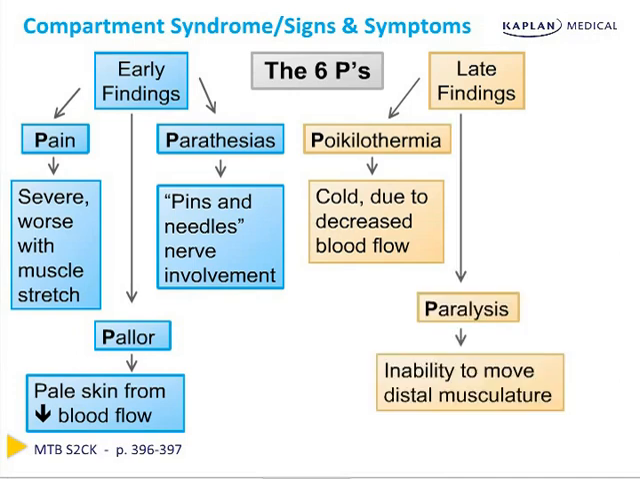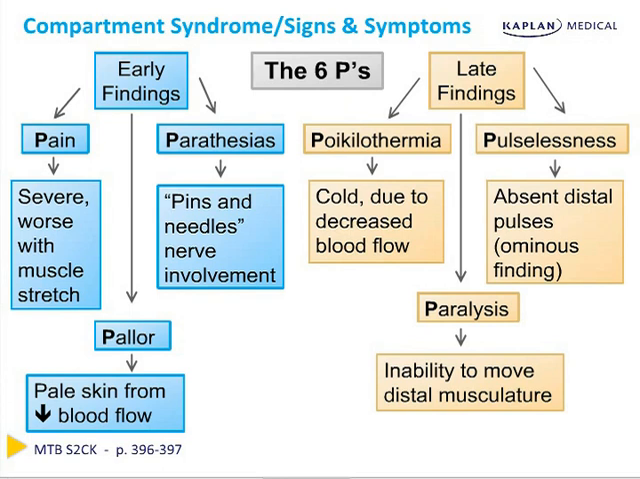Paralysis, or the inability to use the muscles in the affected compartment, means that nerve damage has progressed beyond pins and needles and is now fully compromising nerve function. The final P of compartment syndrome is pulselessness, or the absence of a pulse distal to the compartment. This is an extremely concerning finding, as it means that the compartment pressure has surpassed the blood pressure and no blood is able to flow. At this point, ischemic damage has already begun.